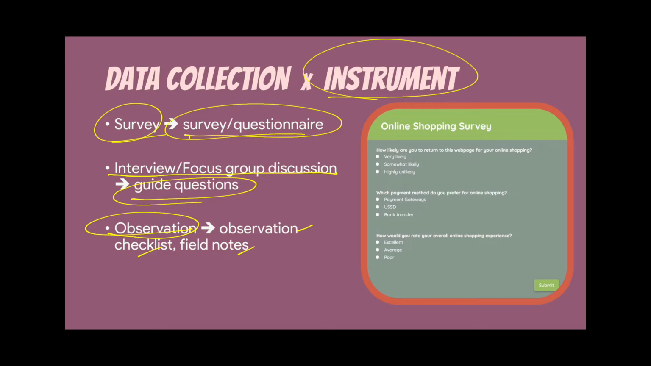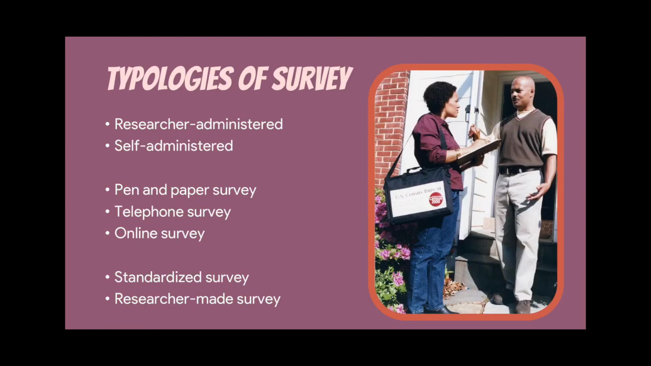But again, our discussion here will be more on surveys, because in quantitative research in the social sciences, survey is usually one of the go-to data collection methods that we use. So we'll focus our discussion more on creating questionnaires. Now, before that, let us discuss the different typologies of surveys. There's what we call a researcher-administered survey and a self-administered survey.